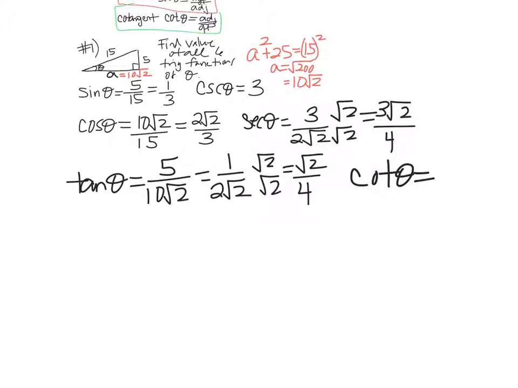Cotangent of theta. Cotangent, what you should do when you're doing reciprocals is go back to here, to where you haven't rationalized it. Okay, because if you go to here where you rationalize it, you're going to have to re-rationalize it back. So just go to here, before you rationalize it, and then just flip it. So cotangent would be 2 rad 2.